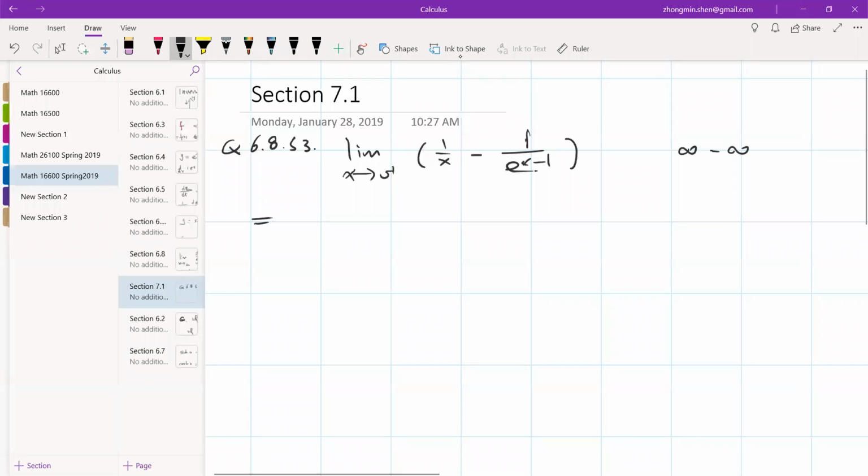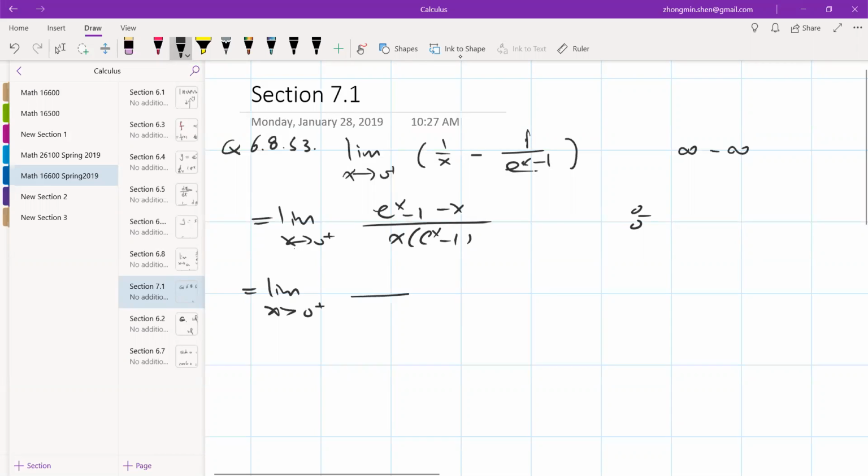You have to modify the function, combine them into one fraction. So you get x minus 1 minus x. So now you will see that it is going to be, I think, a 0 over 0 type. Okay, then you apply L'Hopital's rule.